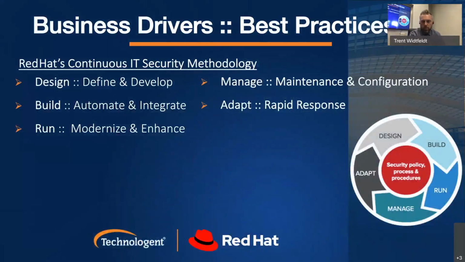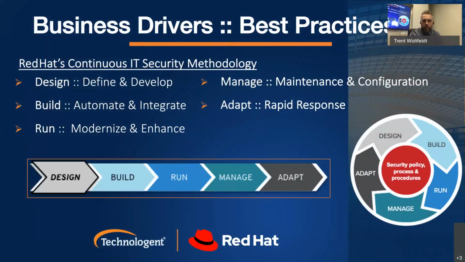Well, one of the tools we use when we have security conversations surrounding policy, process, and procedures is Red Hat's continuous IT security methodology. This methodology encompasses 5 steps: design, build, run, manage, adapt. Now, these aren't linear phases. They're more like a series of interconnected gears. When one turns, it moves the others, thereby moving each part of the security plan in sync.